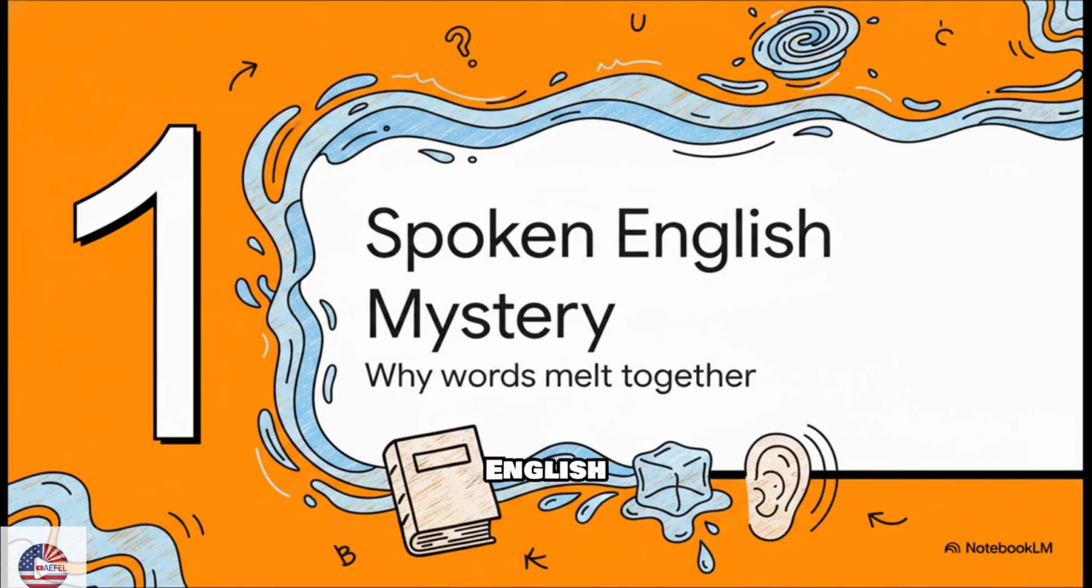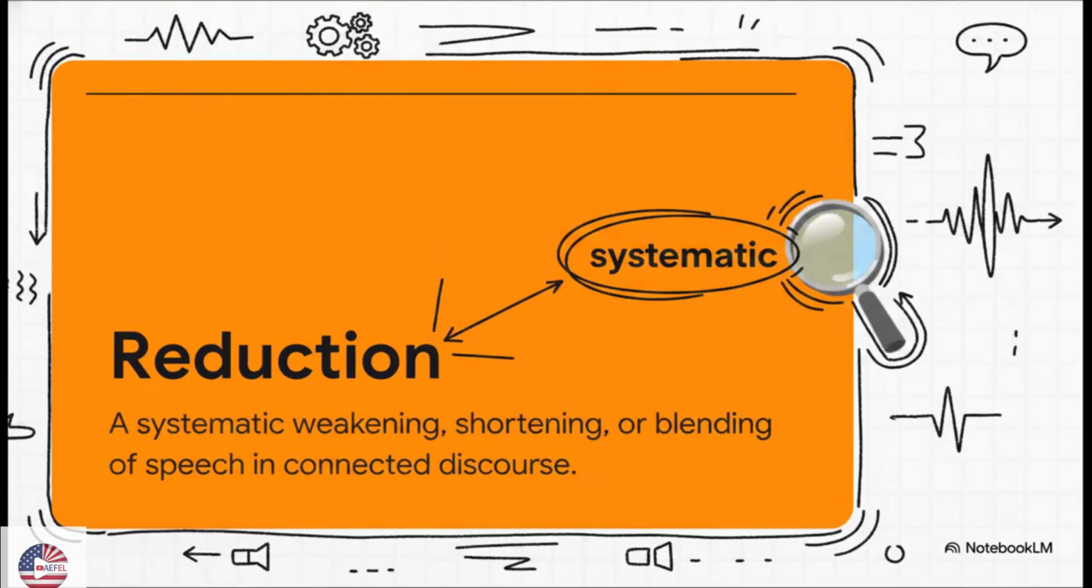Section 1. The spoken English mystery. Why do words melt together? As a learner, you spend years, literally years, carefully pronouncing every single vowel. But then you step into a fast-paced workplace, and suddenly all those crisp words just melt into a giant puddle of sound. Why does that happen? Well, it's because of reduction. Reduction is defined as a systematic weakening, shortening, or blending of speech in connected discourse. And honestly, that word systematic is the absolute key here. Reductions are not just lazy slang. They aren't poor articulation. They're actually a highly sophisticated, rule-governed feature of fluent speech. In fact, advanced speakers use them on purpose to make their speech easier to understand.